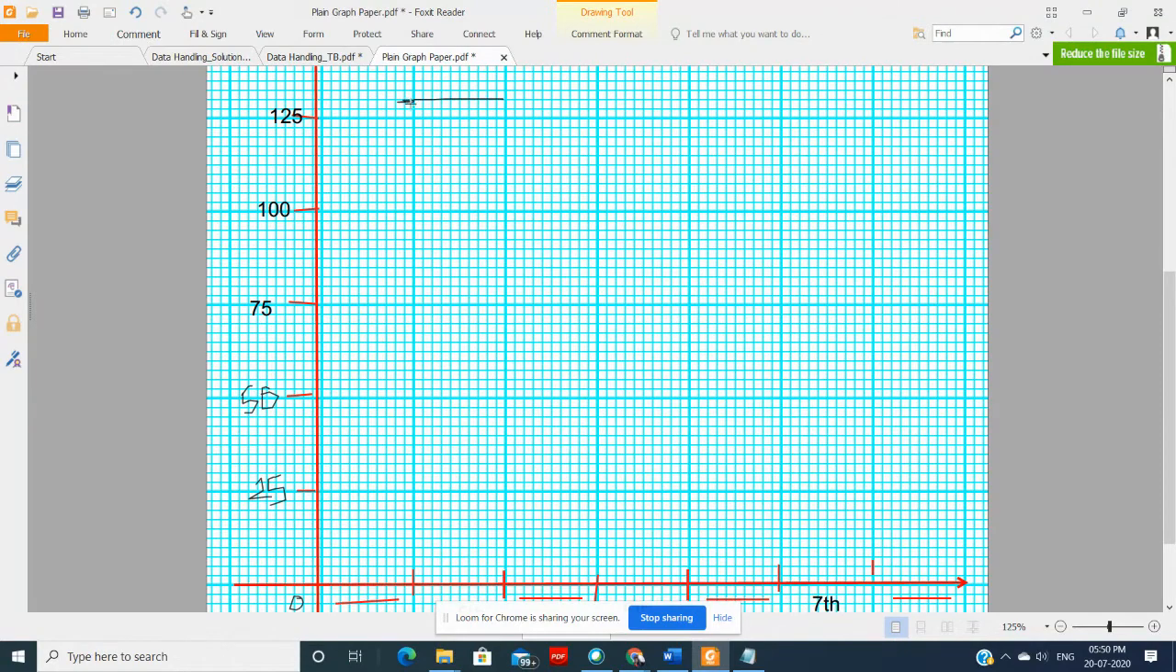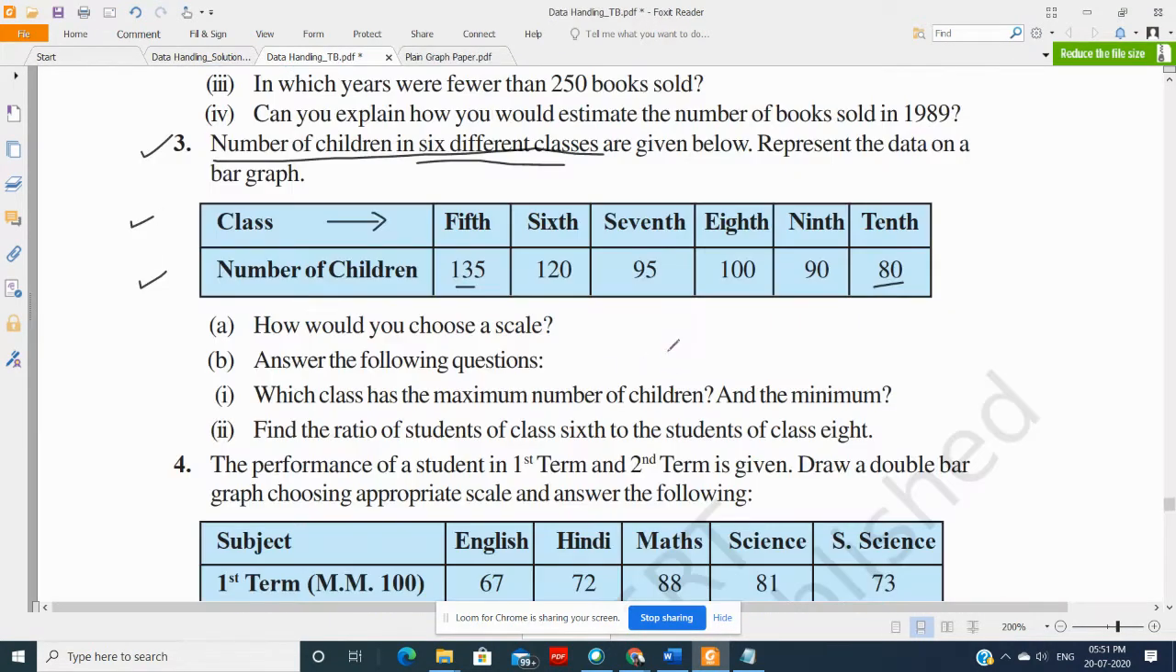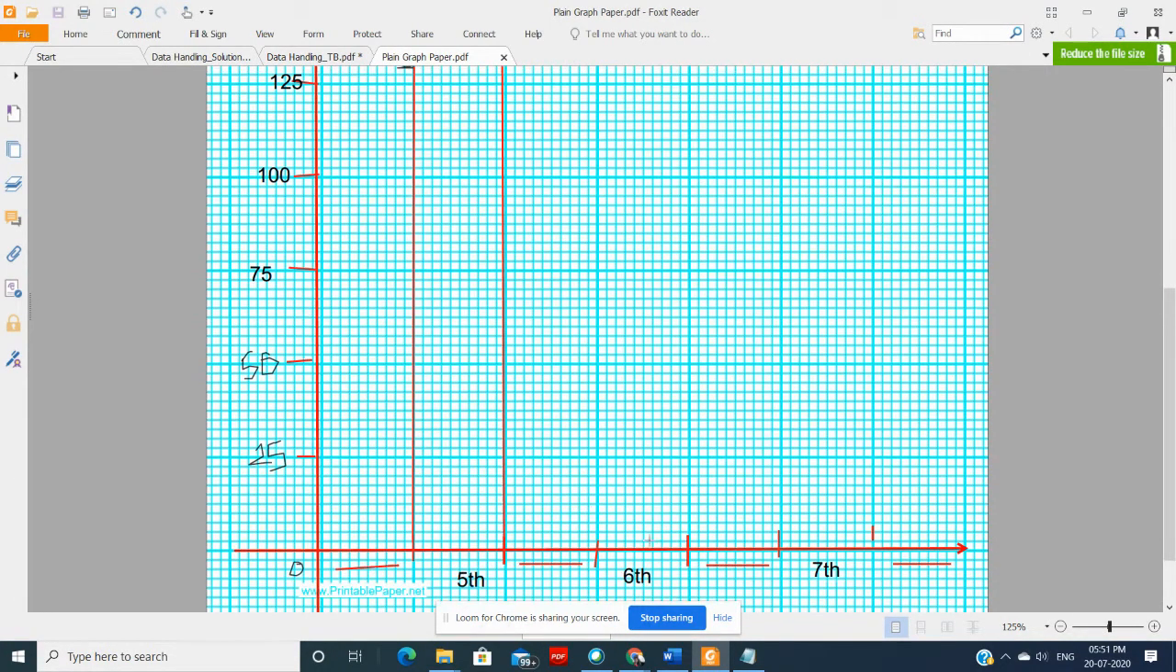Here you will take this, and here you will take, and it would be here. All right. So this is your 5th class, 130. Now next number, 6th is 120. So your 6th class, this box will be 120. So again, I'll take a pencil. So the 6th class is here and 120.